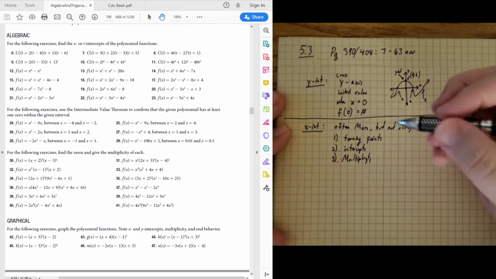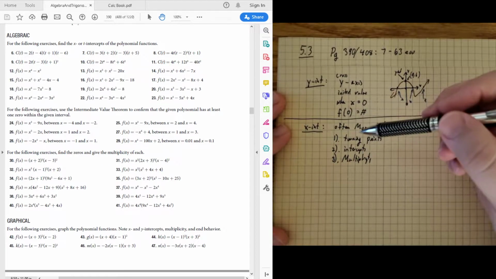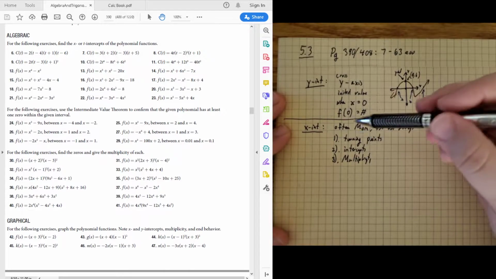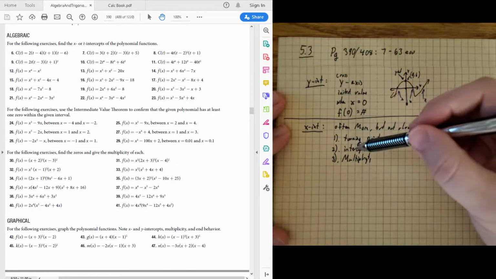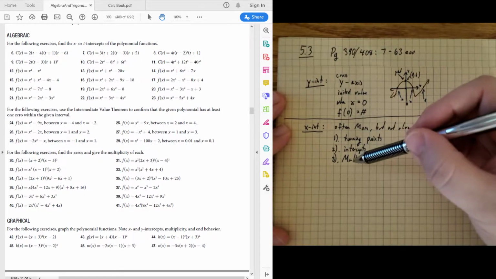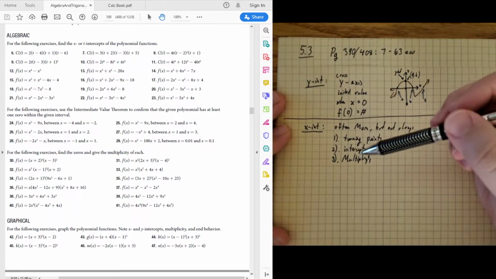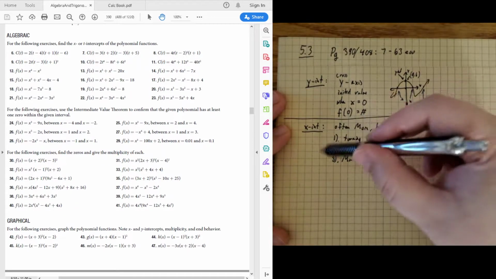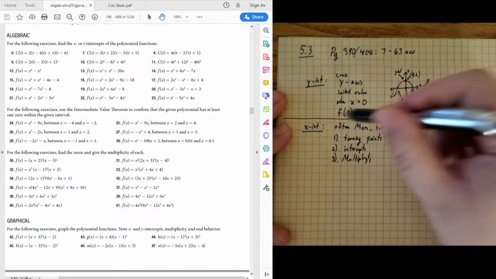And so depending on the problem and the context, your x-intercept can fill multiple roles. It could be a place where it also turns. It could be a place where it's an intercept only. It could be a place that has multiplicity. And so in a given problem, there's more information contained than just x-intercepts.